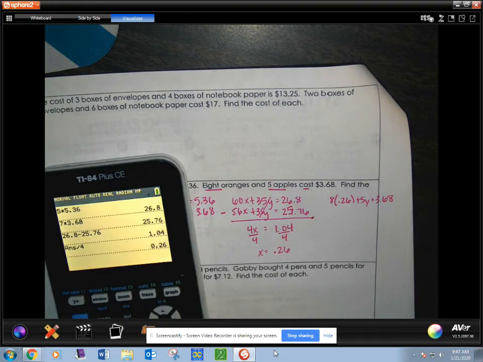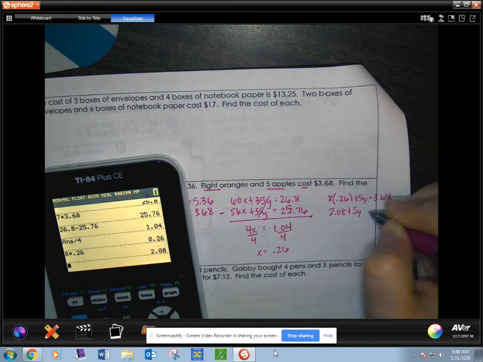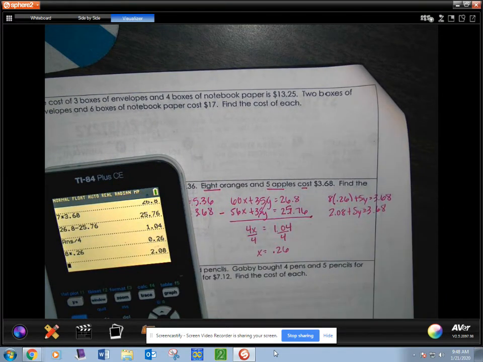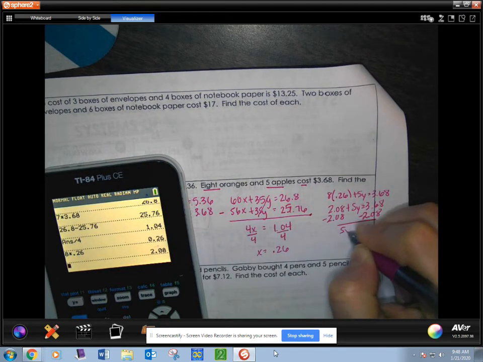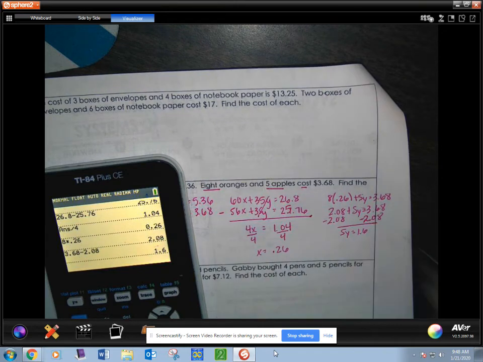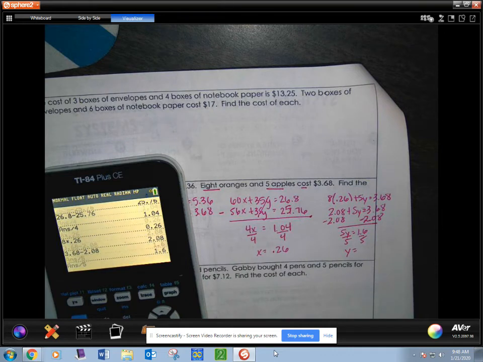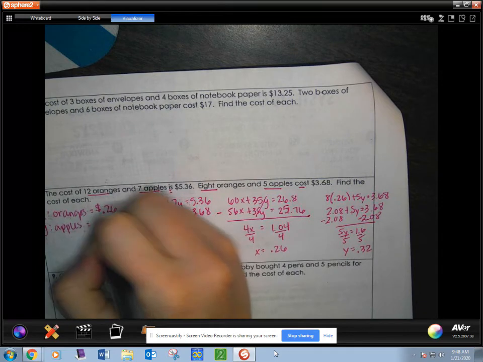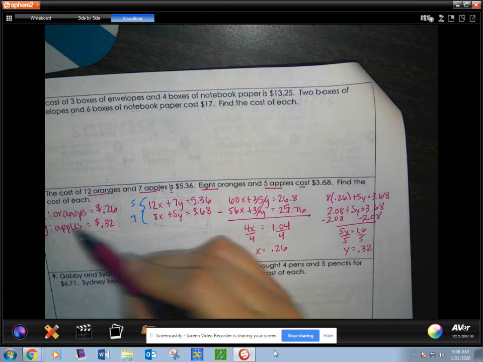All right, here we go. 8 times 0.26. That gives me 2.08 plus 5y equals 3.68. I'm going to subtract 2.08. I get 5y equals 1.60. I divide by 5, and y equals 0.32. So I'm going to bring the 32 back over here, put it with a dollar sign. And so an orange is 26 cents and an apple is 32 cents.